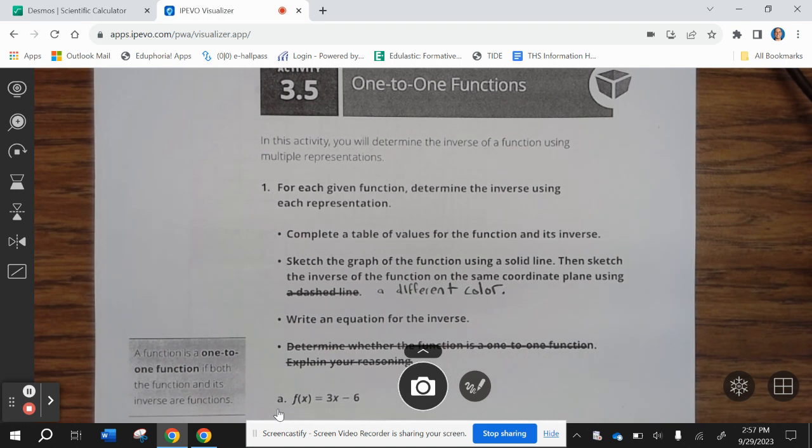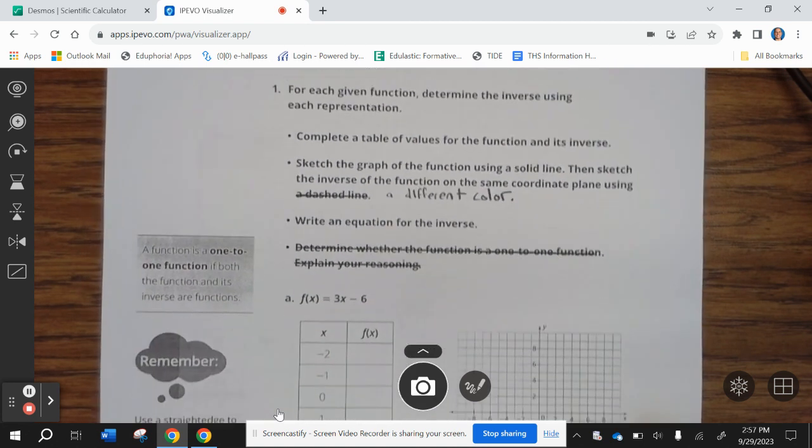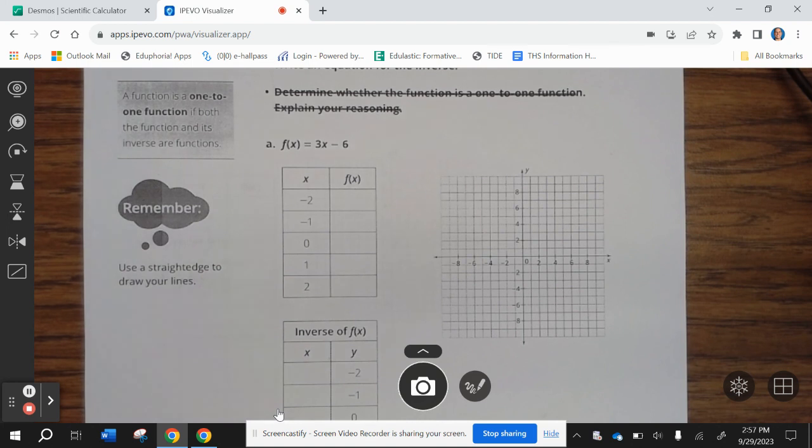Sketch the graph of the function using a solid line. Then sketch the inverse of the function on the same coordinate plane using a different color. Write an equation for the inverse. All right, so first off, we need to complete this table.